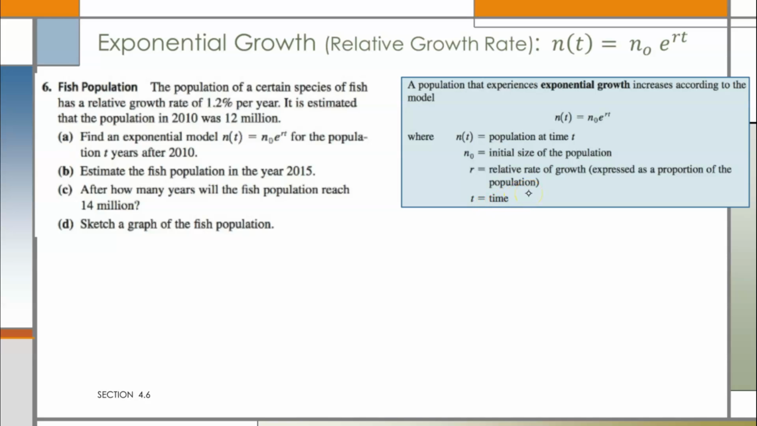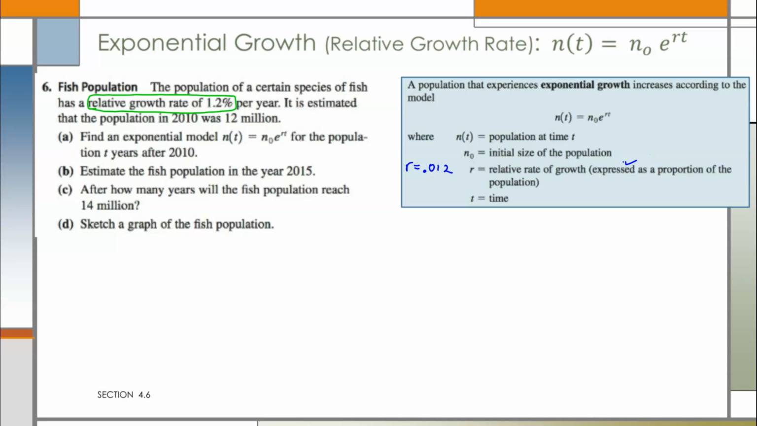The population of a certain species of fish has a relative growth rate of 1.2% per year. Okay, so relative growth rate was our R value. So what we know is R is equal to, turn it into decimal, 0.012. So there's our relative growth rate.